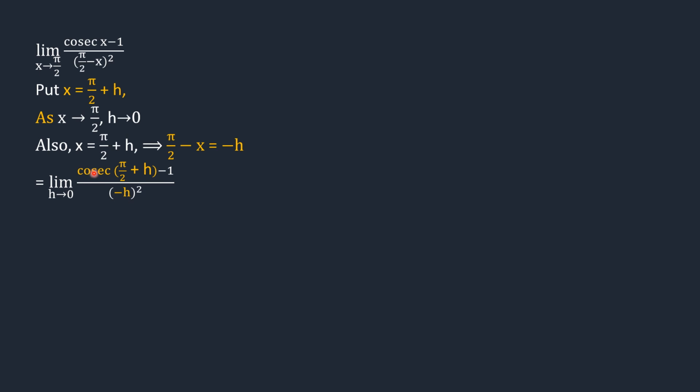Now we have to find the value of cosec pi by 2 plus h. We will use the shortcut method. Here the leading coefficient of pi by 2 is 1, which is odd. Therefore cosec will turn into sec h. Now pi by 2 plus h is pi by 2 plus something, so this angle will lie in the second quadrant. In the second quadrant, sine and cosec are positive. Therefore sec h will be positive. So we will use this sec h in the next step.